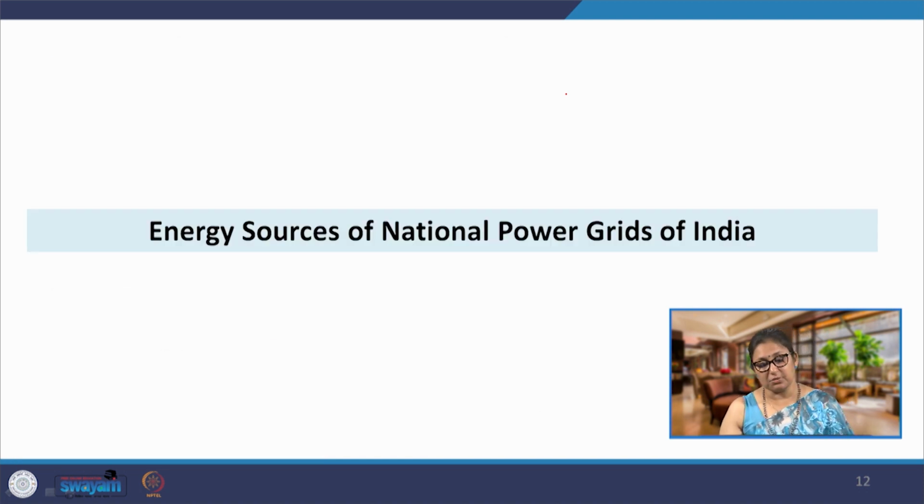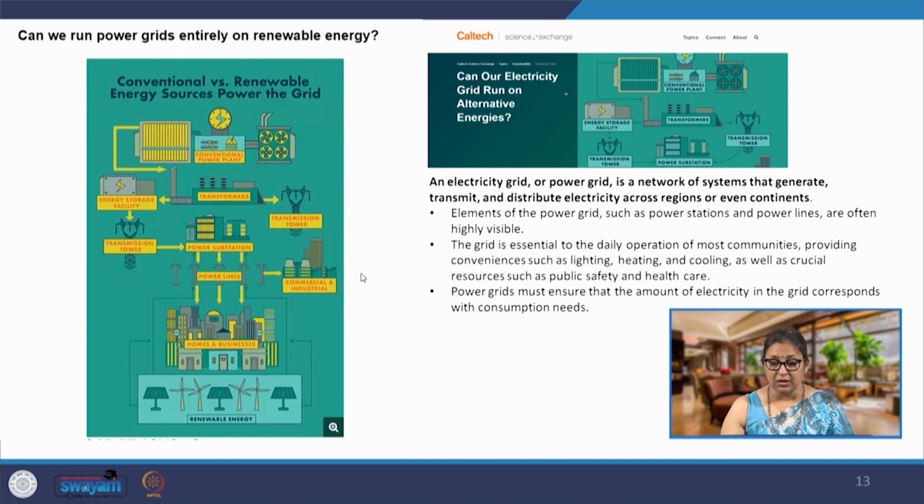Now, coming to national power grids of India. So, what we have currently is that we have 5 major grids in which the entire country is divided, and we still draw a significant proportion of this electricity which is running in the grids from the non-renewable sources of energy. India is doing significantly better. We are reaching almost 50% of the energy which is generated from renewable sources today.